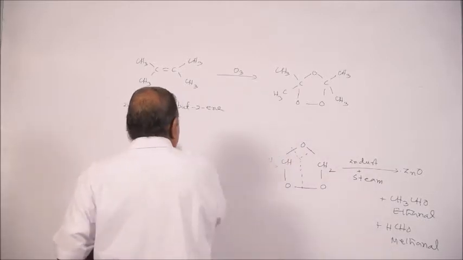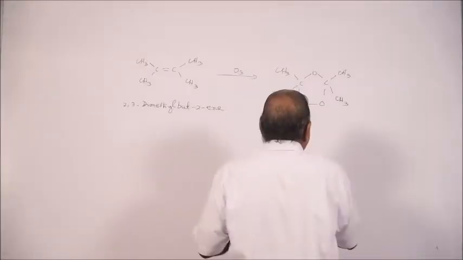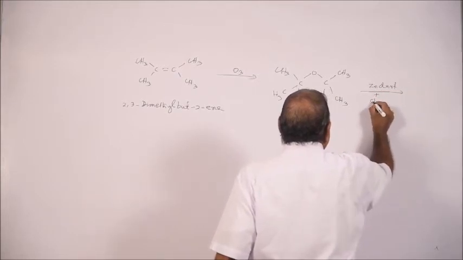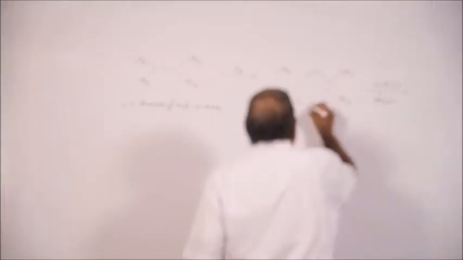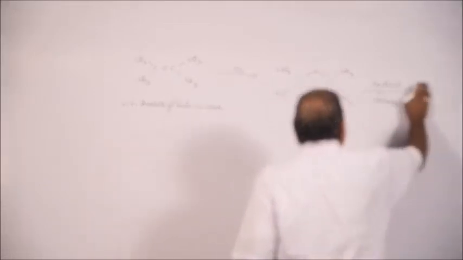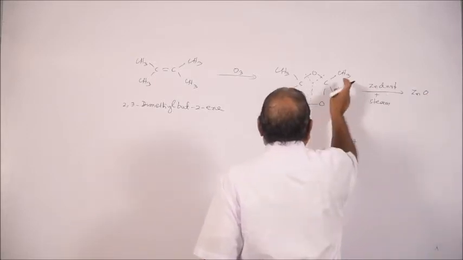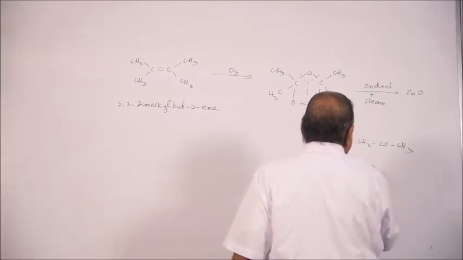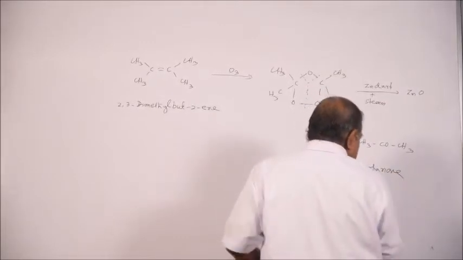Now, when it is subjected to hydrolysis by using zinc dust plus steam, this carbon-oxygen and oxygen-oxygen bond breaks. One of the oxygen atoms, as I have already told you, goes to zinc oxide. You can see both sides are the same, CH3COCH3, this is your propanone. Two molecules of propanone, that is the same ketone you are getting.